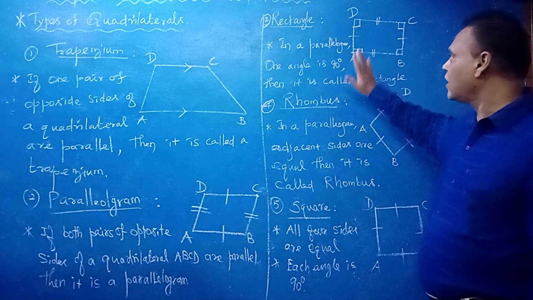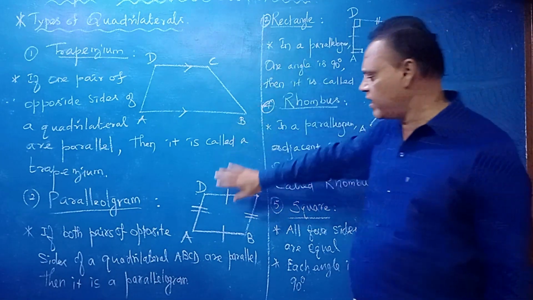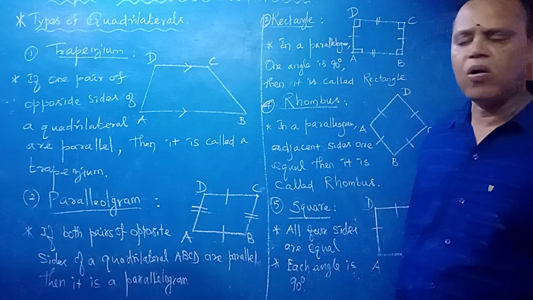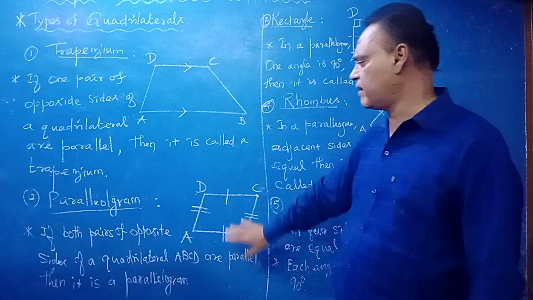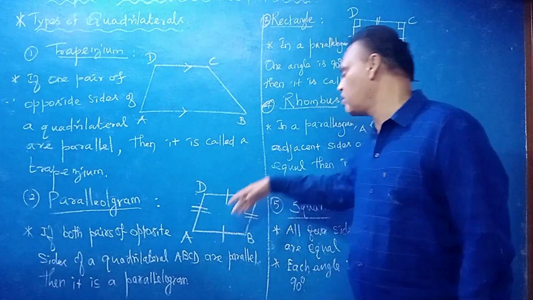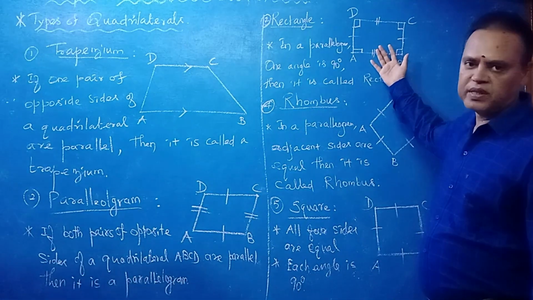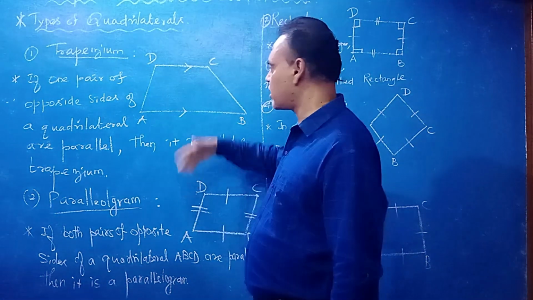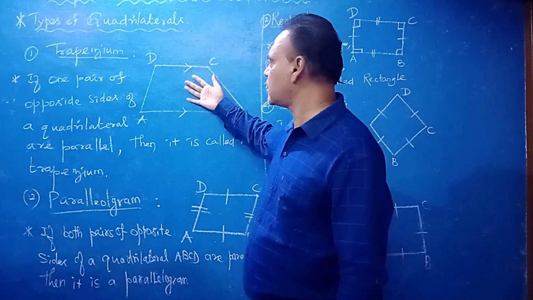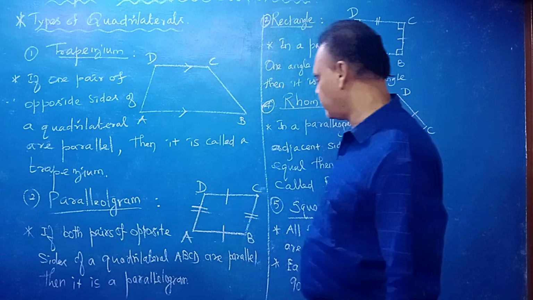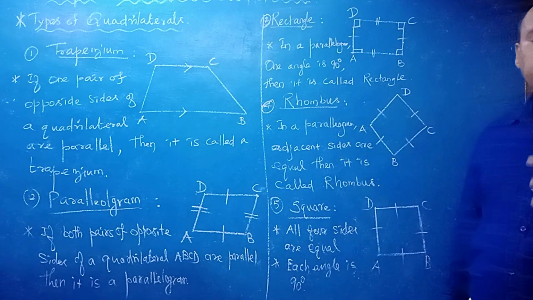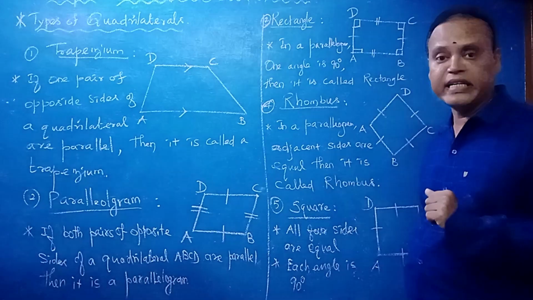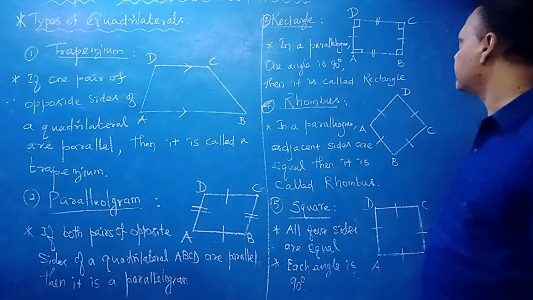All rectangles are parallelograms, but all parallelograms are not rectangles. In the same way, all parallelograms are trapeziums, but all trapeziums are not parallelograms. So you have to remember these properties and the conditions.